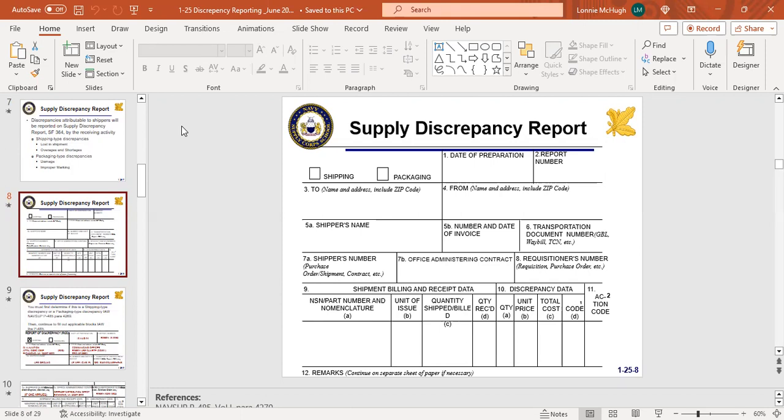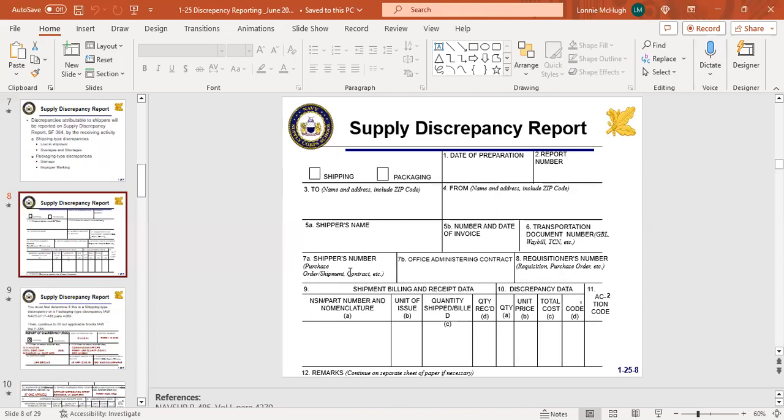You'll have the to and from, the shipper's name, the number and date of invoice, and the transportation document, so a government bill of lading, weigh bills, etc. And then shipper's number. So that is contract information, not contact information. If this was purchased under a contract, you need to annotate that there. The next block, block 7B, is the office administrating that contract. Block 8 is the requisition. Block 9 is all the data about the product.